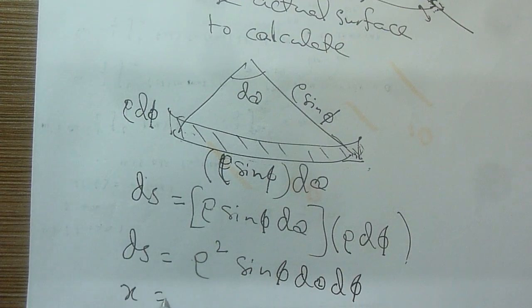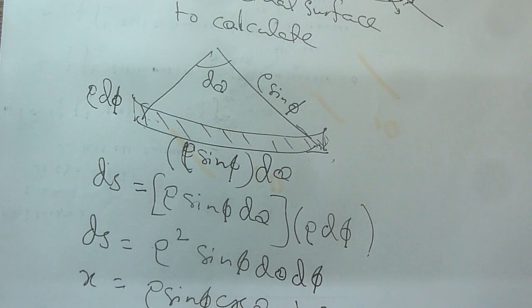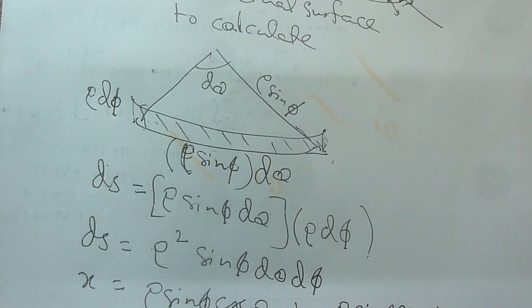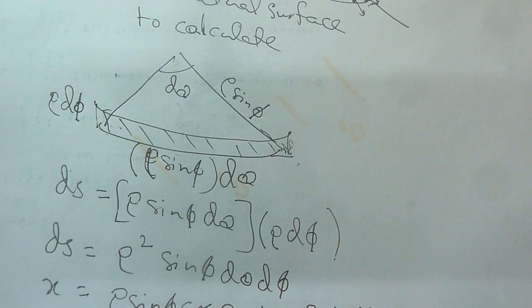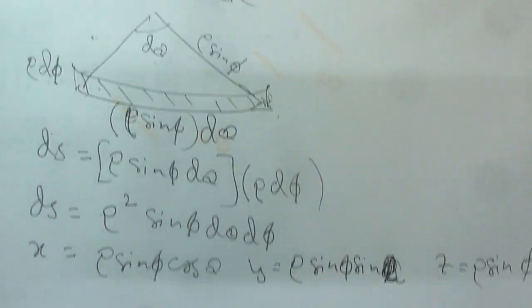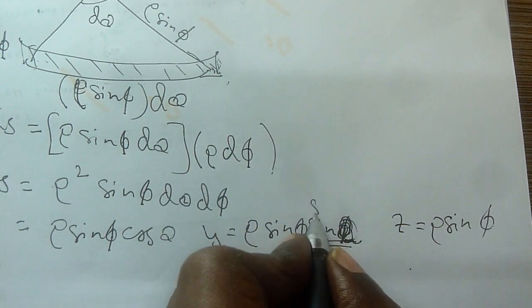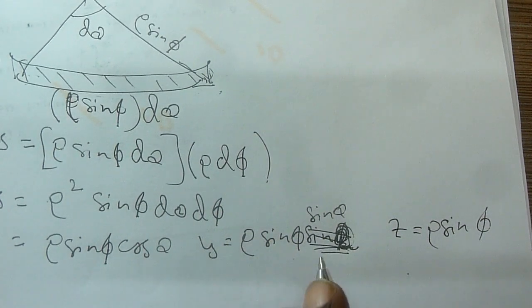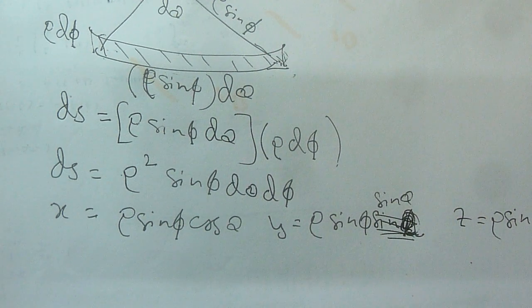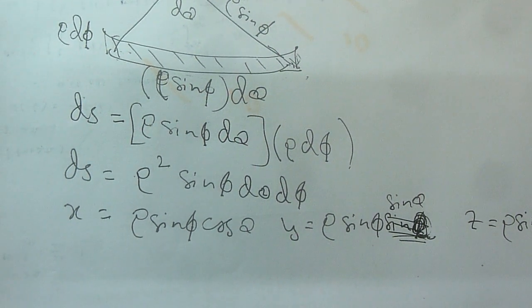And what about x? x is ρ sin φ cos θ. y is ρ sin φ sin θ. Sorry, this is θ, very sorry. This is φ, this is θ. And z is ρ cos φ. Can you follow or not? Sorry again. Now you just substitute this inside.